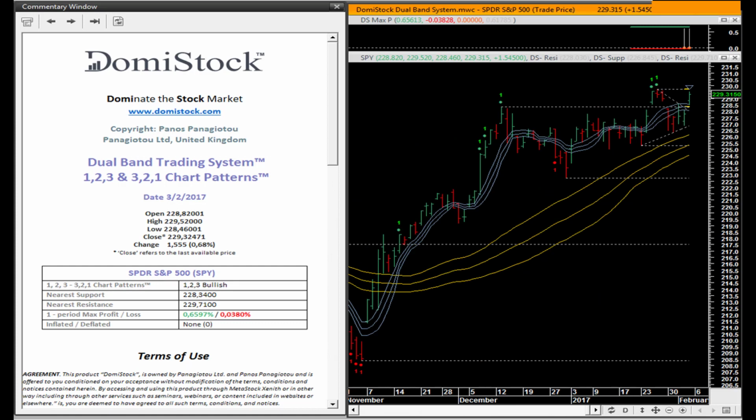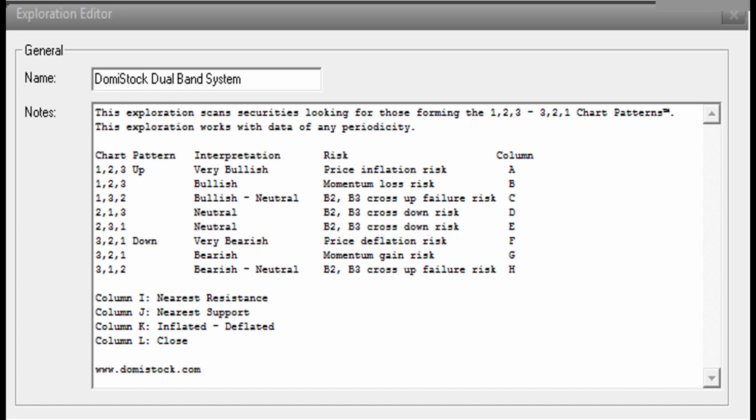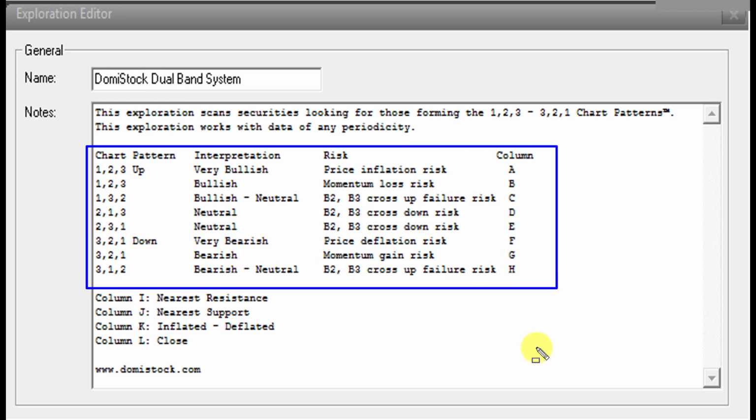The dual band trading system's expert automatically identifies and interprets the 1, 2, 3 and 3, 2, 1 patterns. The dual band trading system's exploration scans securities looking for those forming the 1, 2, 3 and 3, 2, 1 chart patterns. This exploration works with data of any periodicity. So do the 1, 2, 3 and 3, 2, 1 chart patterns.